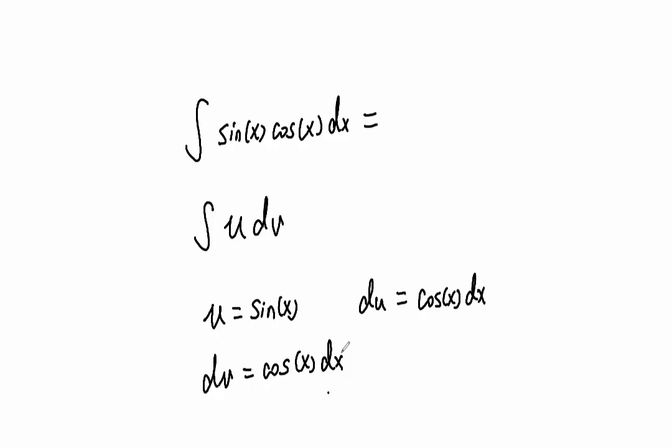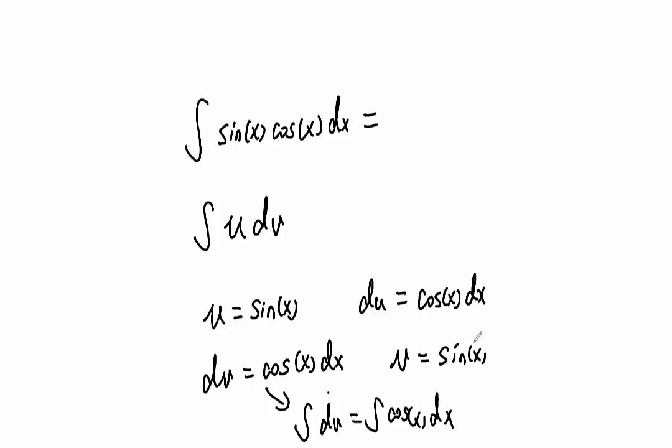Now we're going to take the integration of that. We're just doing it right here. That's going to be dv, the integration of cosine x dx. Right, so that means my v equals the integral of cosine, which we just did. That's going to be sine x. Okay, now I think I have everything prepared.